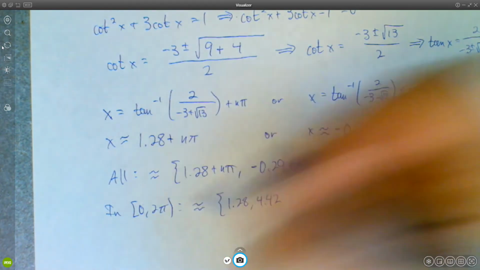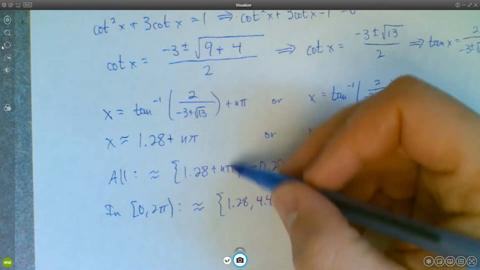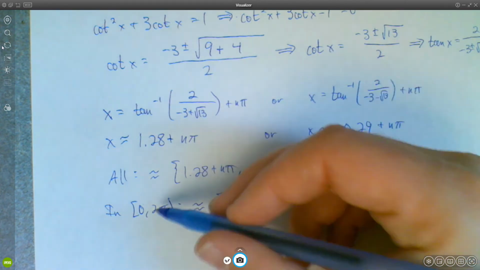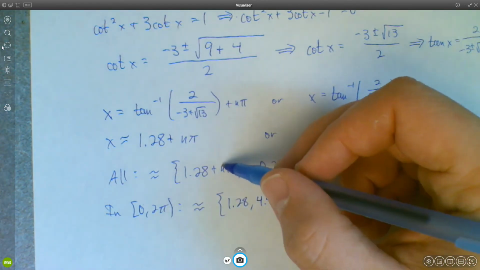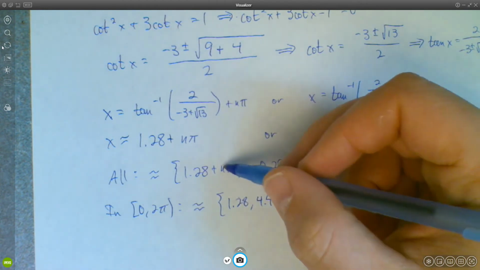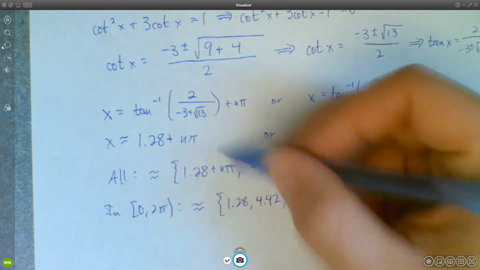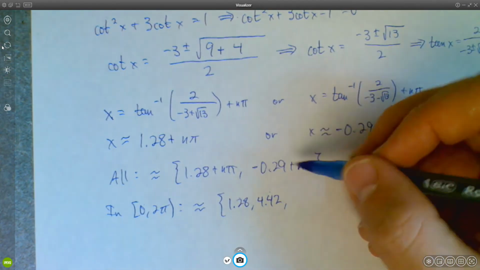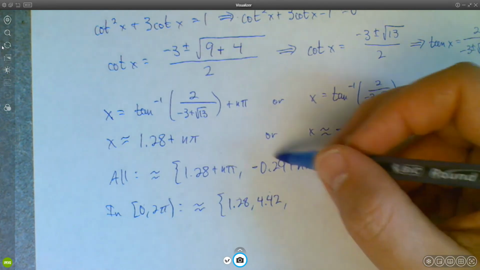That's still less than 6.28, so that works. If I plug in 3 pi, or sorry, if I plug in 2 for n, here I plugged in 0, here I plugged in 1. If I plug in 2, that's obviously going to be more than 2 pi, so I'm not going all the way there. Here, if I plug in negative 1, it's going to be too small. If I plug in 0, it's going to be too small.